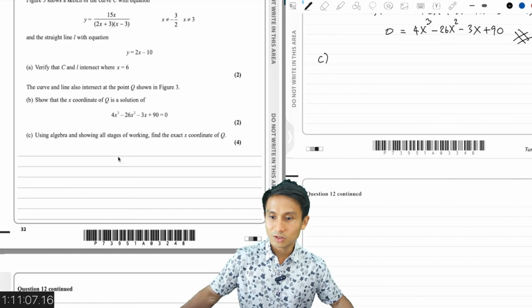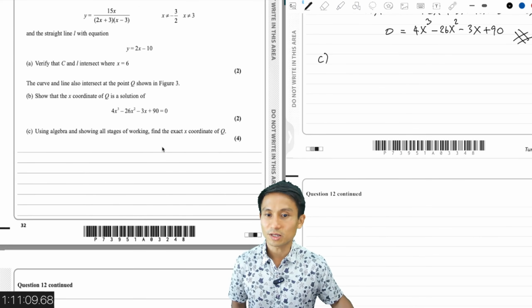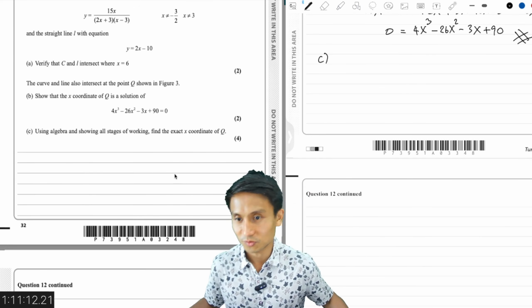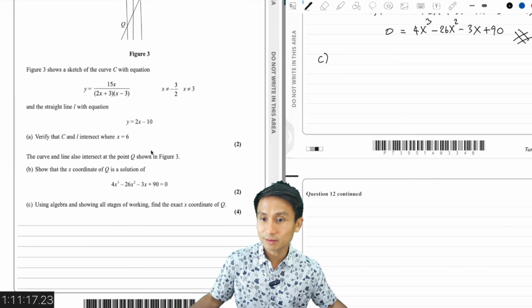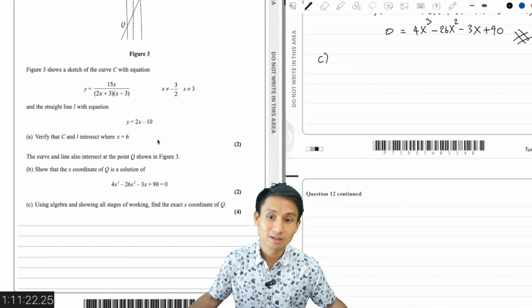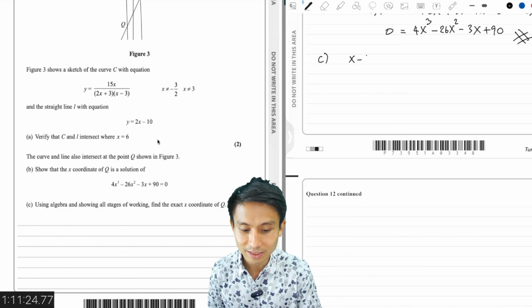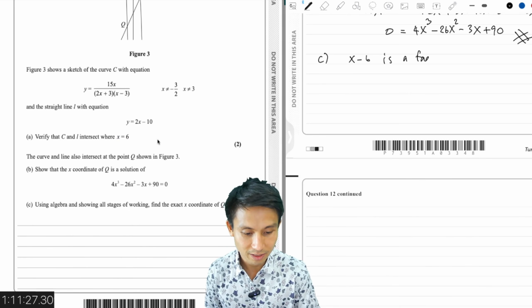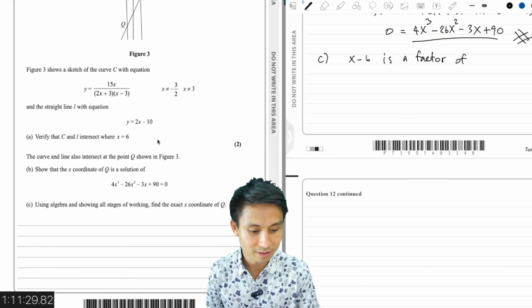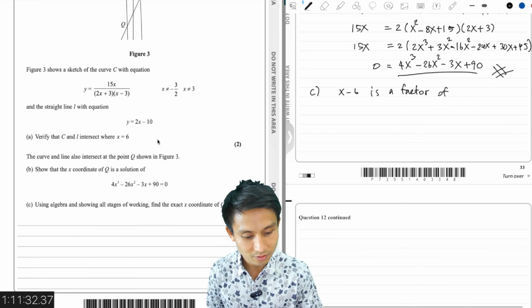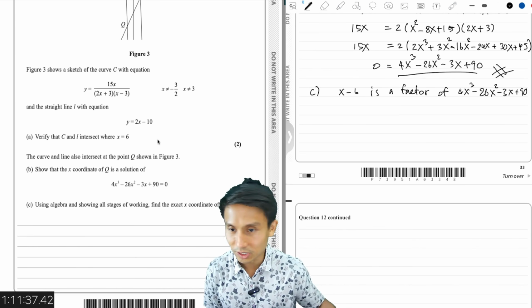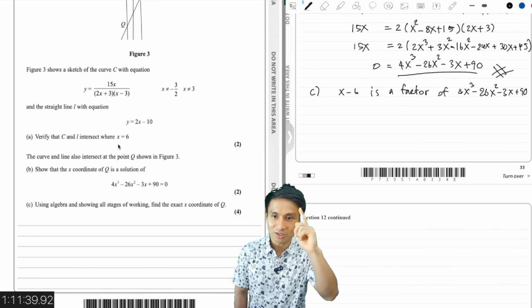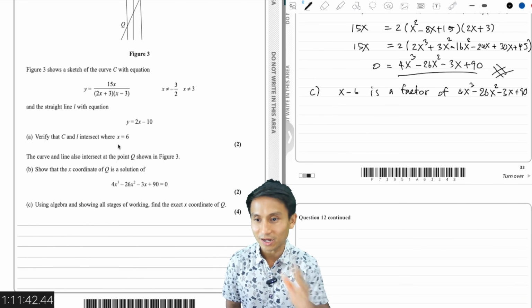Part C. Using algebra and showing all the stages of your working, find the exact coordinate of Q. Algebra. All right. Yeah, we already know that one of the solutions is at x equals 6. So that means x minus 6 is a factor. It must be a factor of this. Yeah. So 4x cubed minus 26x squared minus 3x plus 90. Because we know that one of the intersections must be at x equals 6. That is the great help, right?